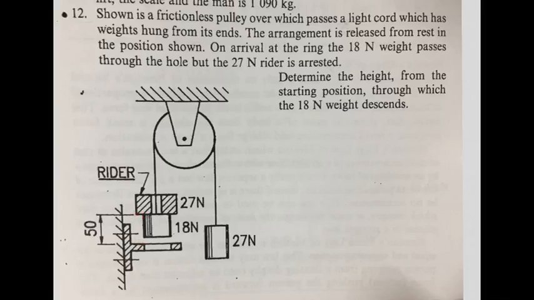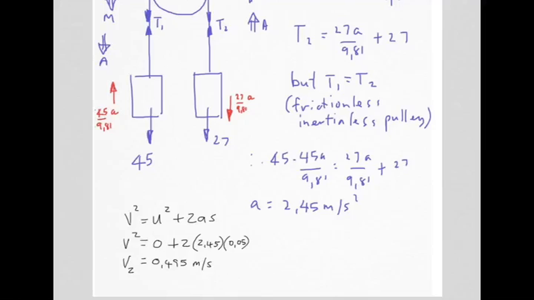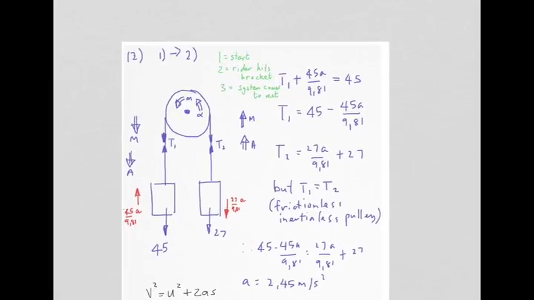So let's start by finding how fast it is going when it reaches position 2. So if it is to travel 50 millimeters, and we want to find how fast it's going at that point, let's use v squared equals u squared plus 2as, and we find that 0.495 is the velocity at position 2. Position 2 being when the rider hits the bracket.